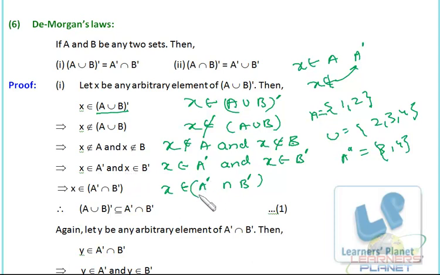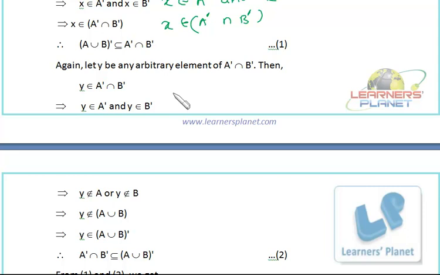So we take the second part. We started from here and we got here. Now we'll start from here and we'll reach here. So I start with the right hand side now. Here I take an arbitrary element as Y. Now Y belongs to A' intersection B', right? Just listen to me carefully. Y belongs to A' intersection B'. So intersection can be replaced by 'and'. That means Y belongs to A' and Y belongs to B'. Now if Y belongs to A', that means Y doesn't belong to A.